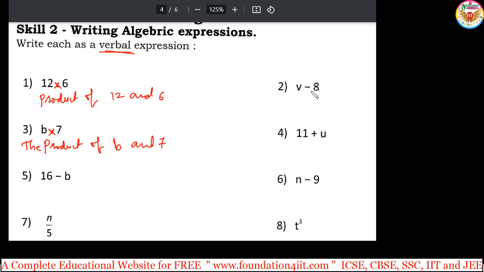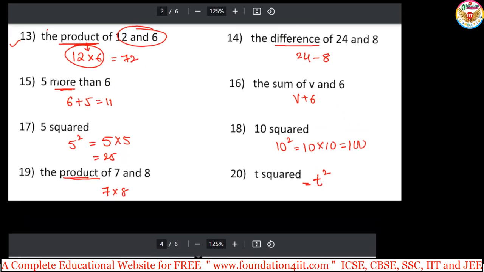But V is a variable, no? So 8 is subtracted from V. You can write 8 subtracted from V. That's why V minus 8. Or else we can write the difference between V and 8. So minus, anyway, you can start.